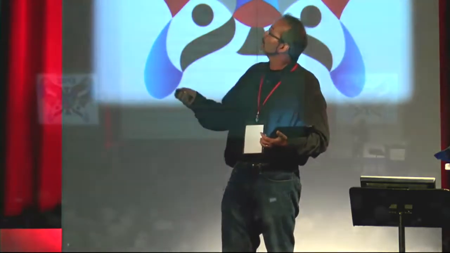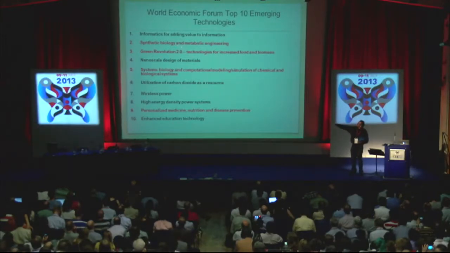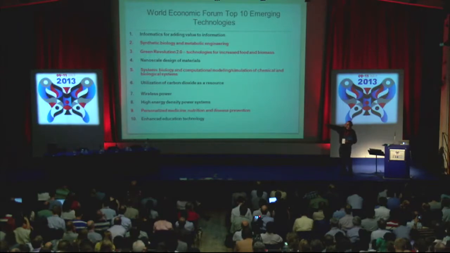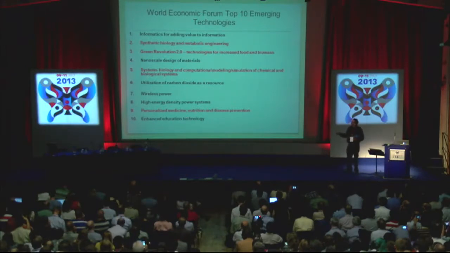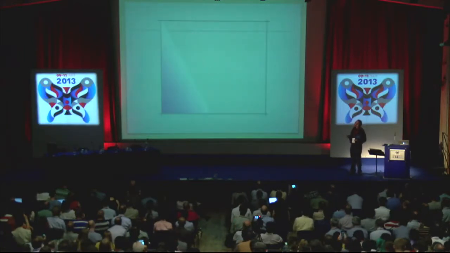By the way, this council called out the top 10 technologies that were going to save us. You'll be happy to know we're number 2, along with metabolic engineering, which they separated out, by the way, as separate from synthetic biology. Keep it in mind. The Green Revolution 2.0, systems biology, computational modeling. We've seen a lot of systems biology today. And personalized medicine, which essentially is systems biology with an application. These are things we have to deal with. Informatics, something we've talked about a lot.